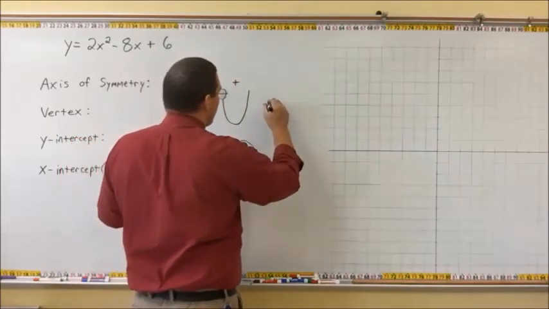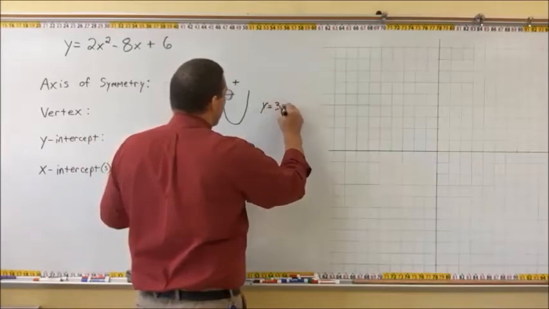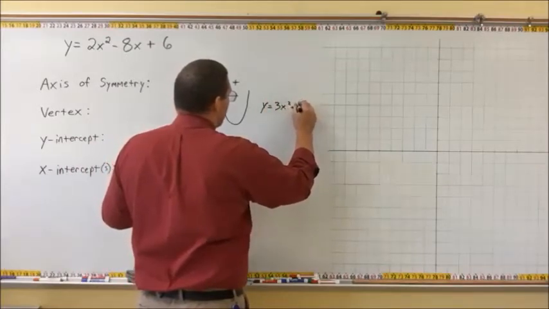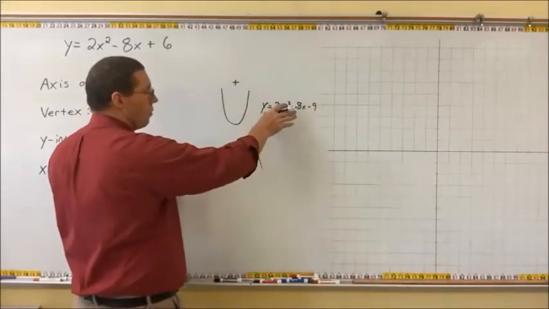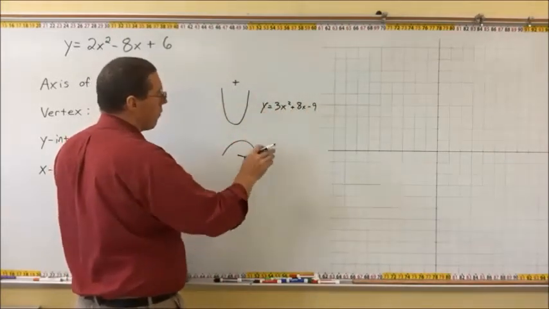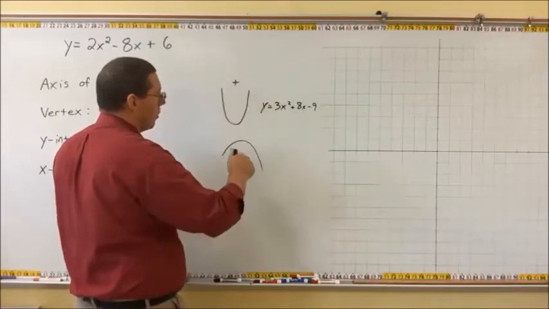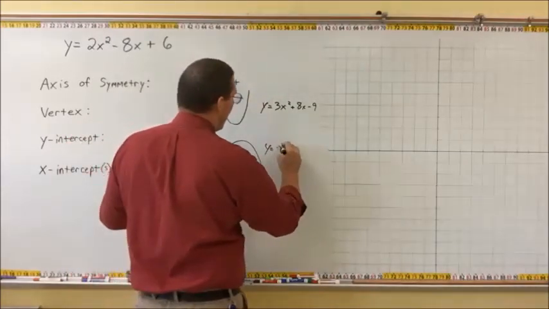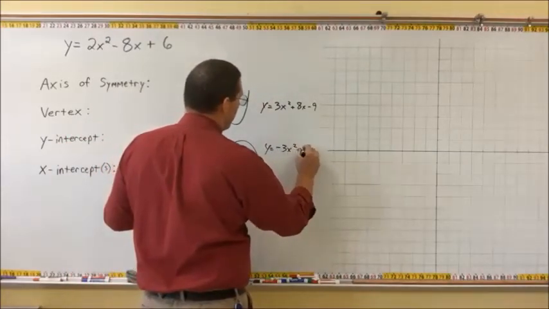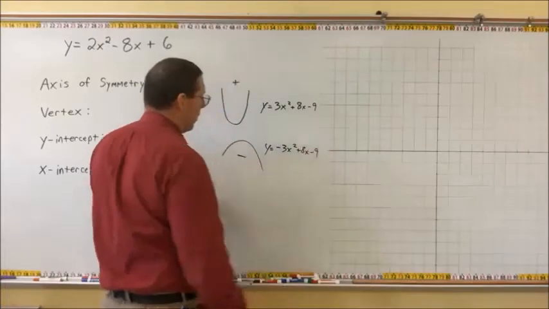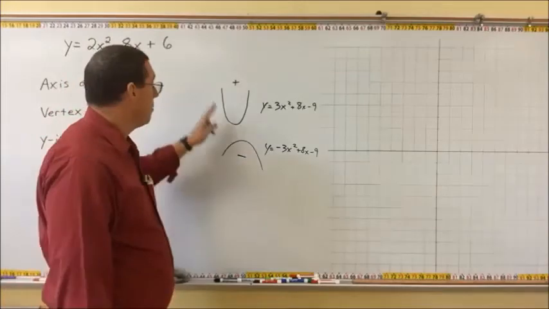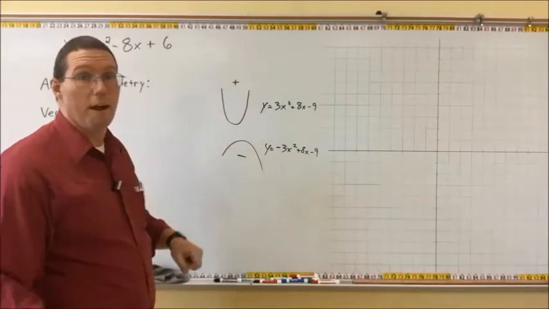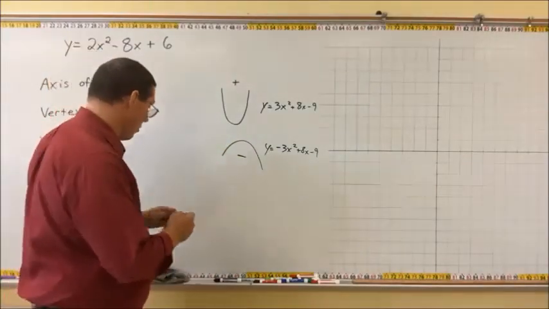So if we have y equals positive 3x squared plus 8x minus 9, wherever this is on the graph, who knows right now, but we know that it's going to turn upward. But if it was y equals negative 3x squared plus 8x minus 9, then it's going to turn downward. Okay? So up like a cup or down like a frown are your choices.